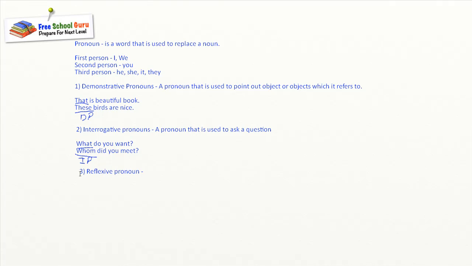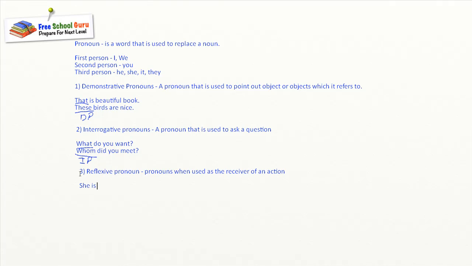Okay. So pronouns when used as the receiver of an action are called reflexive pronouns. Let's take some example.